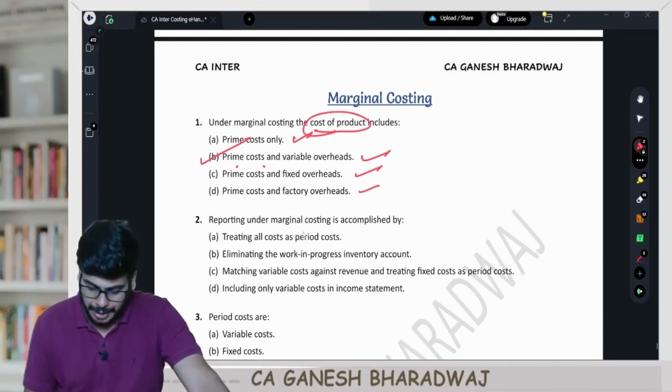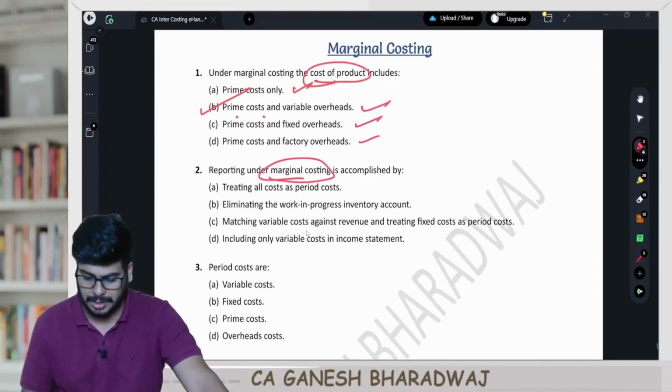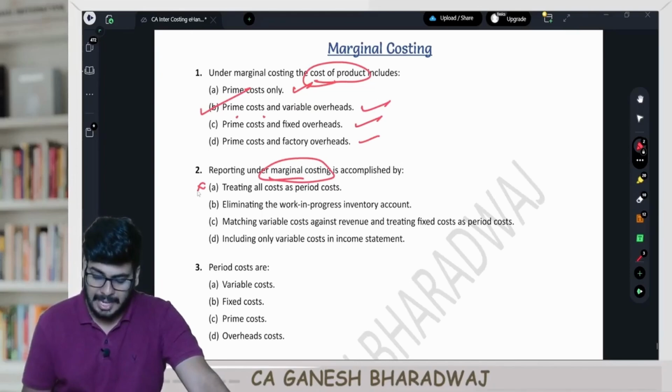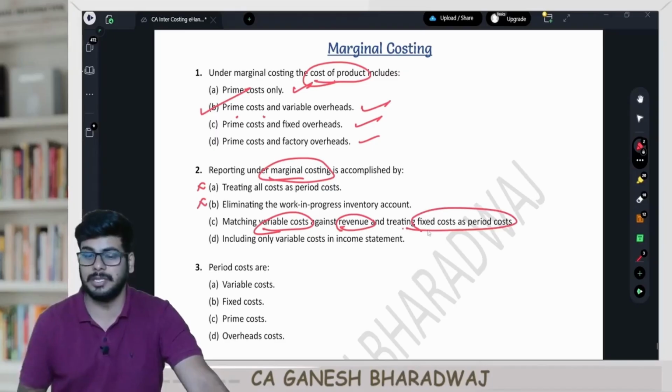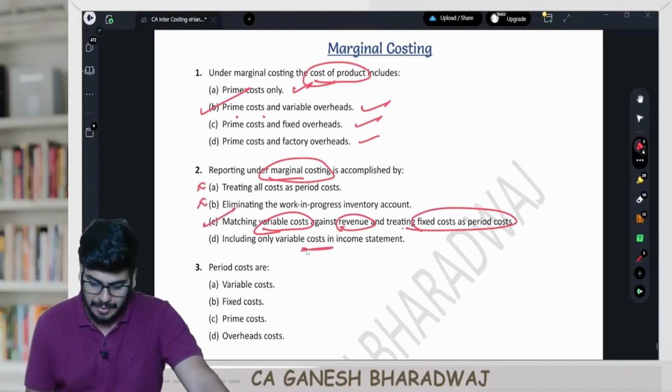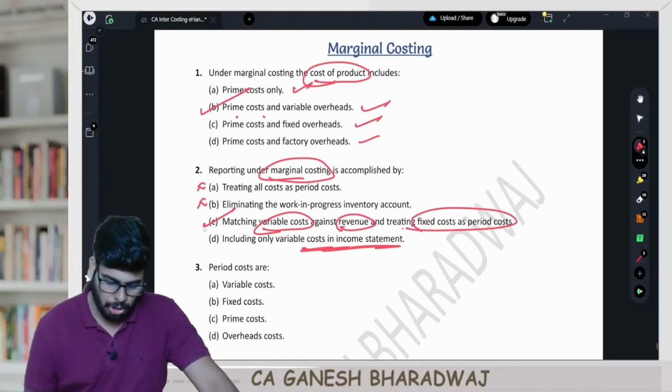Next. Reporting under marginal costing is accomplished by. So how do you report the profit under marginal costing? Number one, treating all products as period cost. Do we treat all the cost as period cost? No, this is not correct. Then eliminating the work in progress inventory. Do we eliminate with WIP? No, we didn't see that. By matching the variable costs against revenue and treating all the fixed cost as period cost. This is correct. Including only variable costs in income statement. Do we consider only variable cost? No. In income statement, we also consider fixed costs. We segregate and we keep both. So obviously option C is only correct.